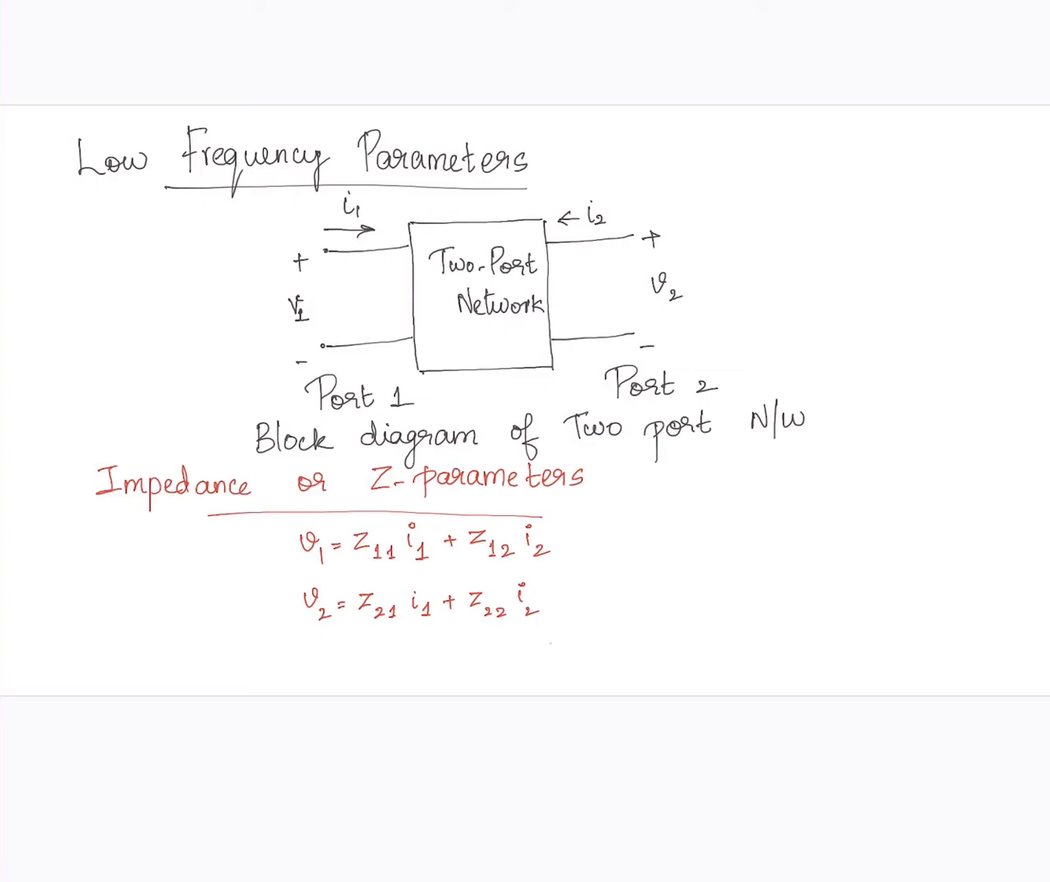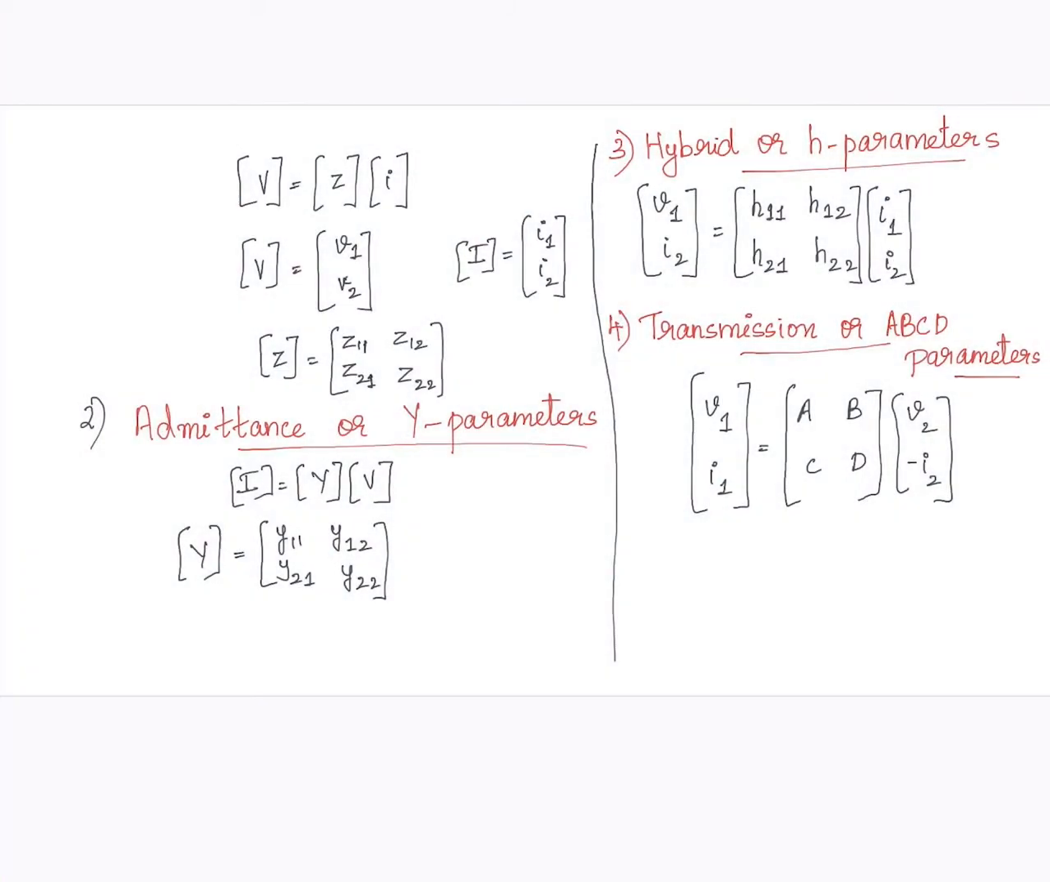Z parameters are generally written as V1 is equal to Z11 into I1 plus Z12 into I2. And voltage V2 will be written as Z21 into I1 plus Z22 into I2. If we write this as a matrix, the general voltage is related to impedance by V is equal to Z into I.